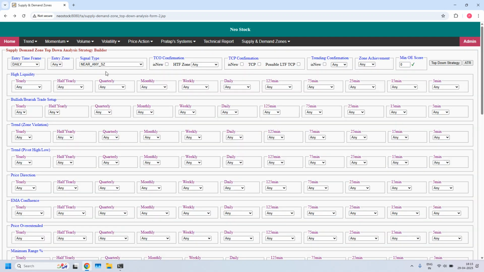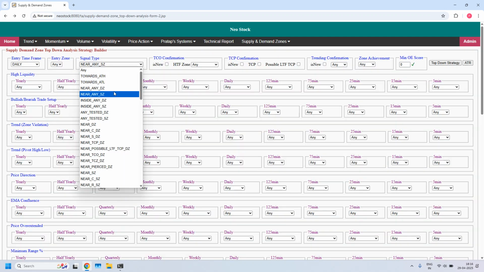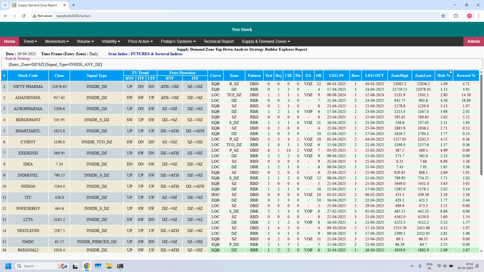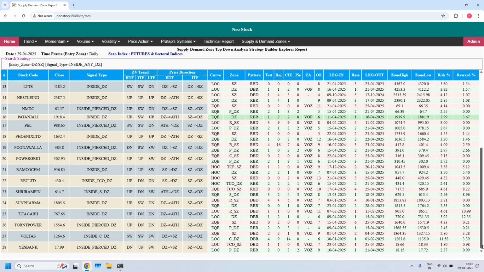Next, for daily time frame, price closed inside the daily supply zone. First 15 stocks in the list, first 16 stocks in the list. Scrolling the list down. Total 28 stocks are filtered.